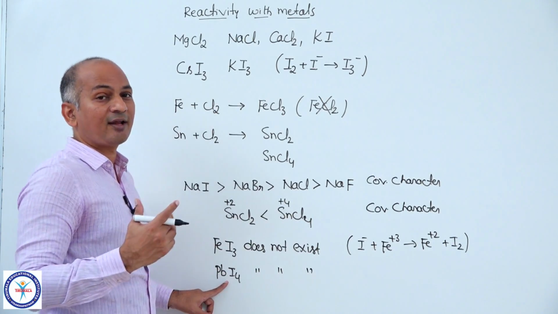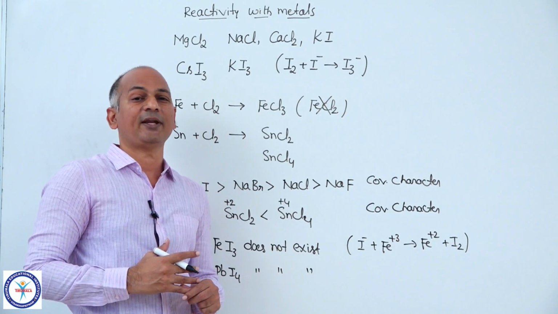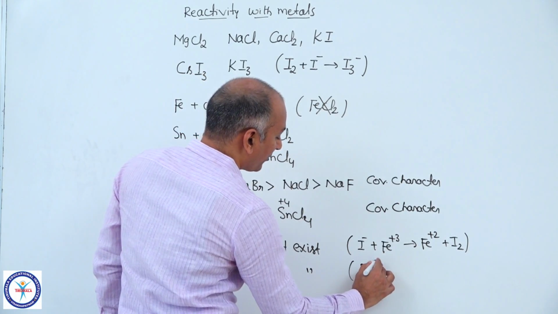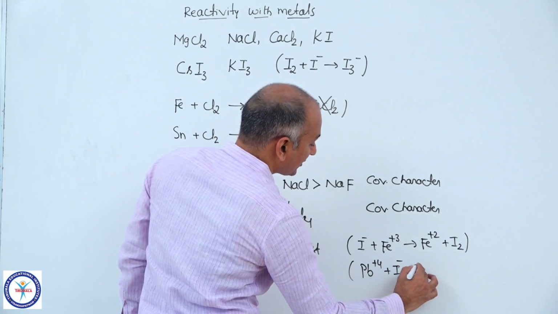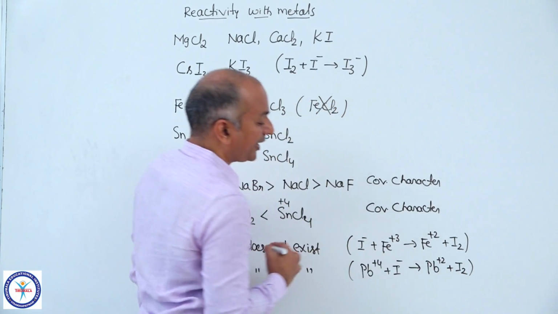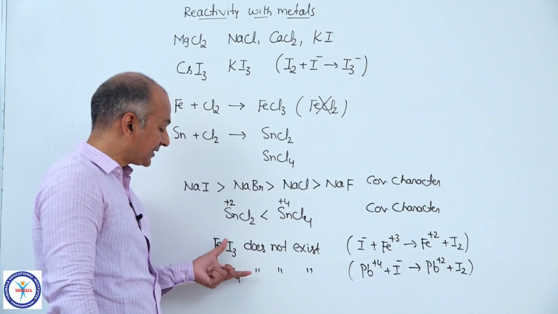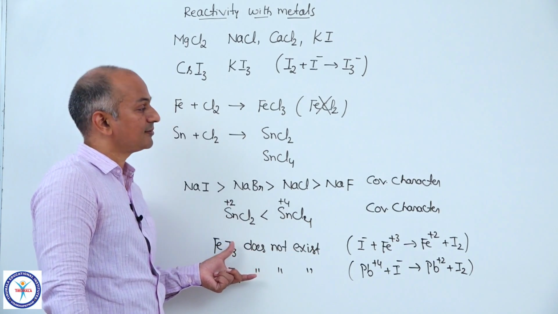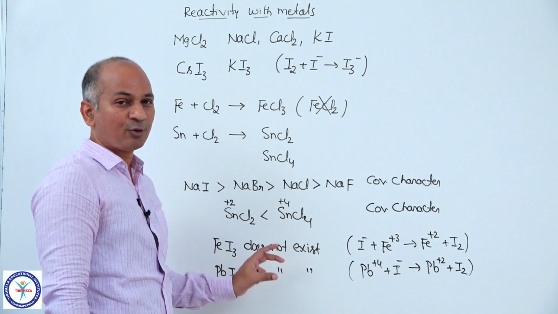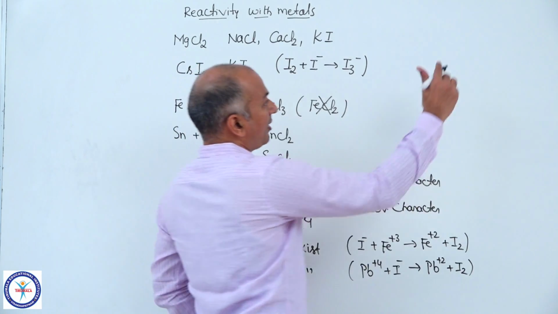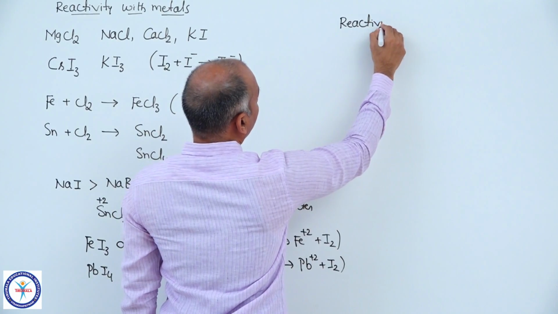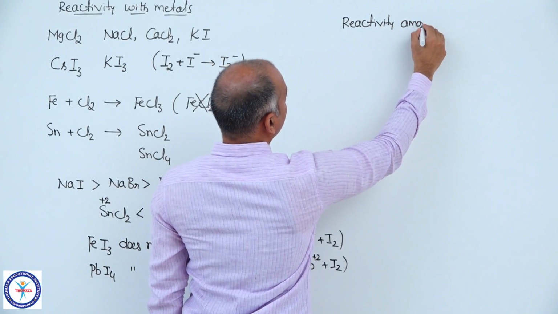Similarly, PbI4. You just recall, all of you, what is the stable oxidation state of lead? It is plus 2 because of inert pair effect. So that Pb plus 4 is easily reduced by I minus to Pb plus 2. And in that reaction, I minus is converted into I2. So like this, some halides do not exist. Okay. So this is about reactivity of these elements, halogens, towards metals. Now, next let us take up reactivity among the halogens.